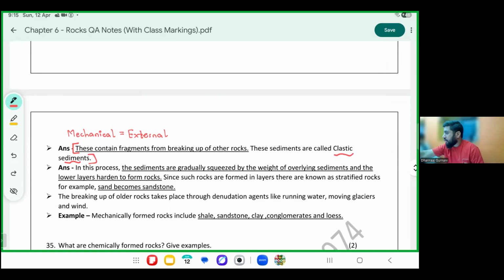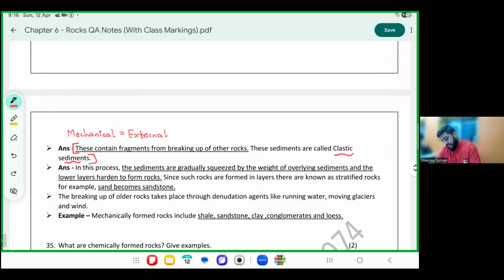Imagine Kabir is a rock, a part of Kabir. Ishan is a rock, a part of Ishan. Aratya, Sachi, Arnav, Diwan. Everybody, one sediment combines to make a rock. That is, all sediments together make a sedimentary rock. This type of rock is called as clastic sediments.